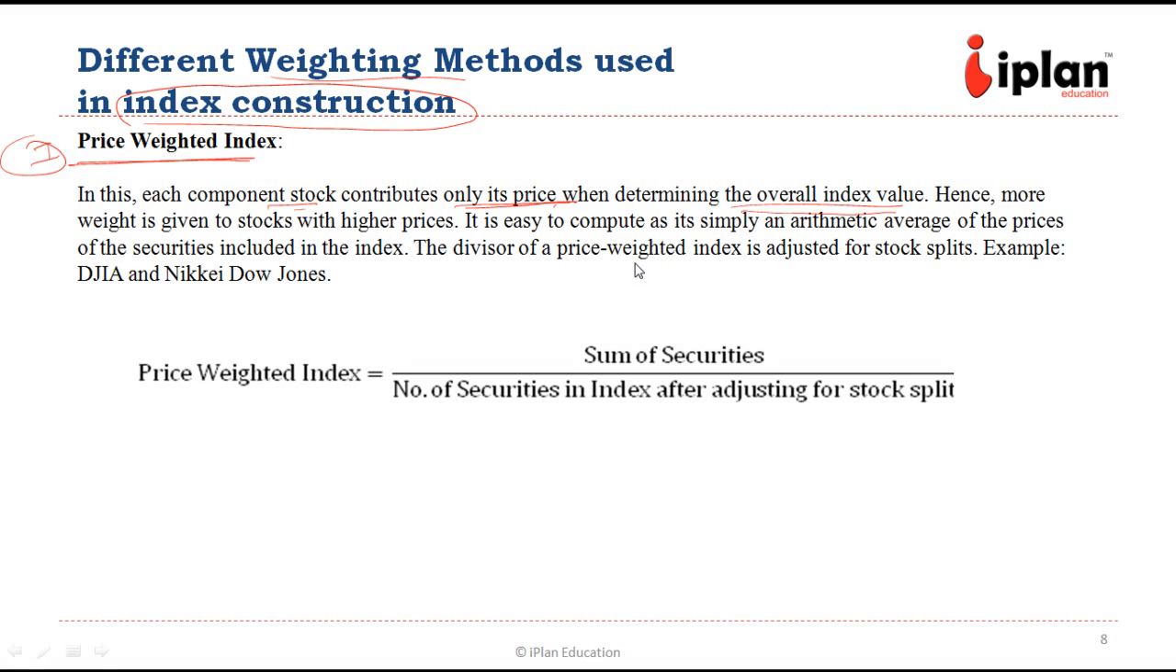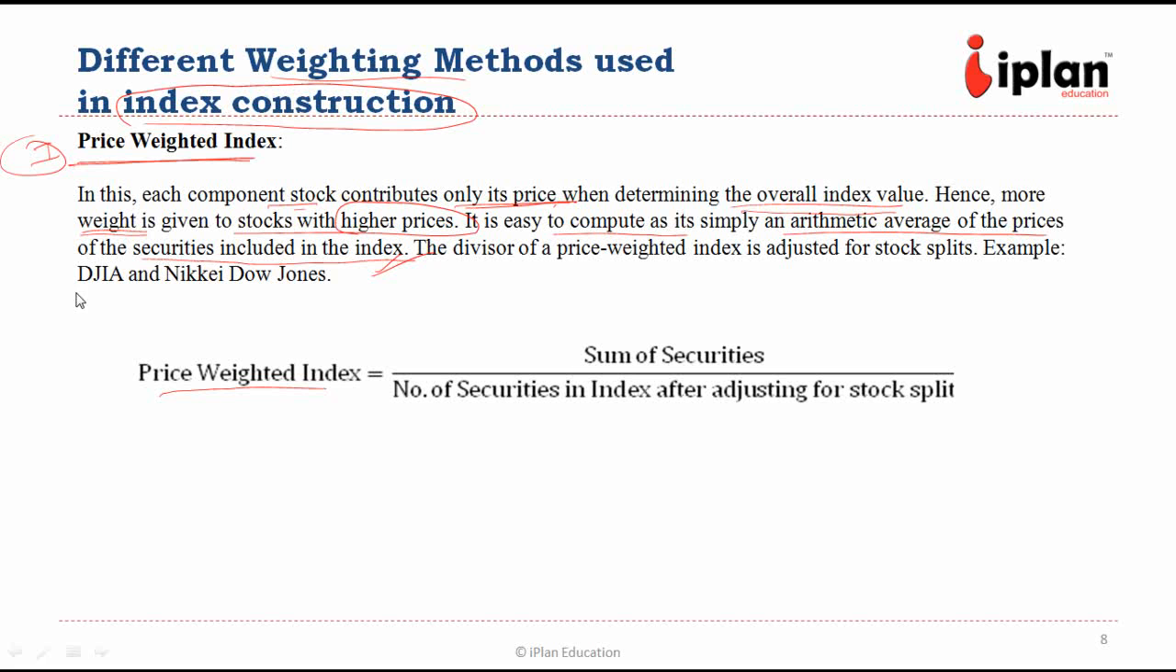Here, since we are just taking the sum of the securities, obviously more weight will be given to stocks with a higher price. So if there is a small change in the stock with the highest price, then there will be a significant change in the index value. So it is easy to compute because it is simply the arithmetic average of the prices of all securities included in the index.